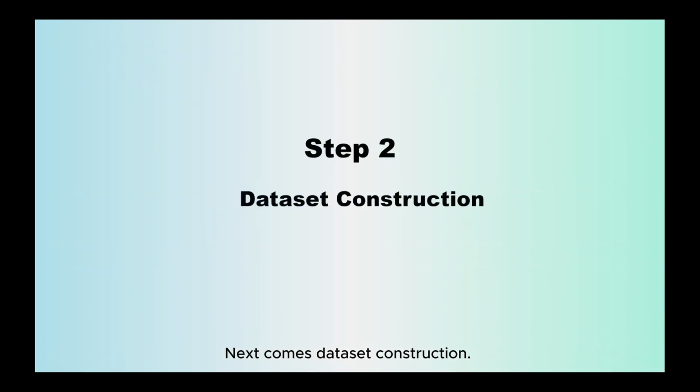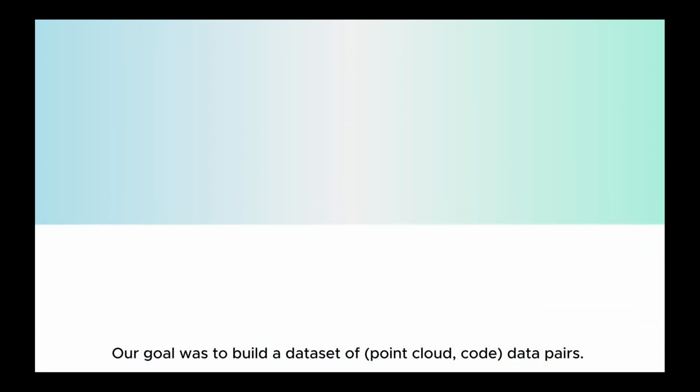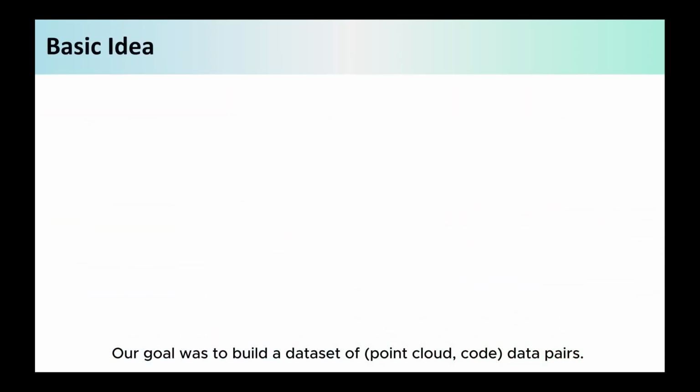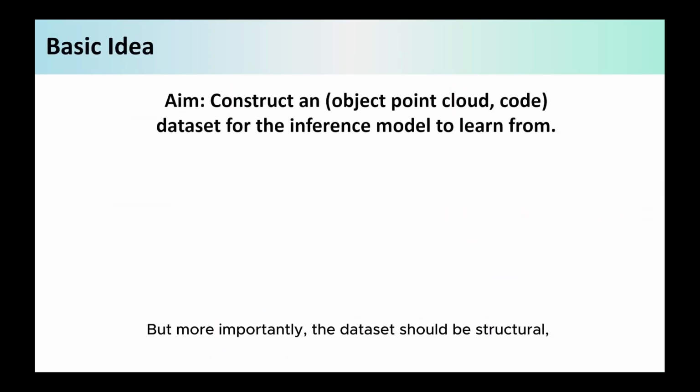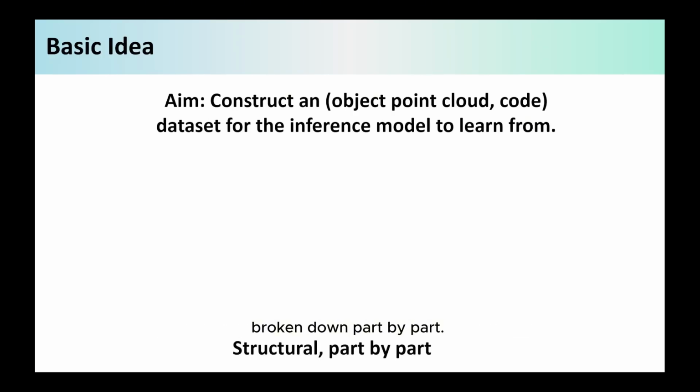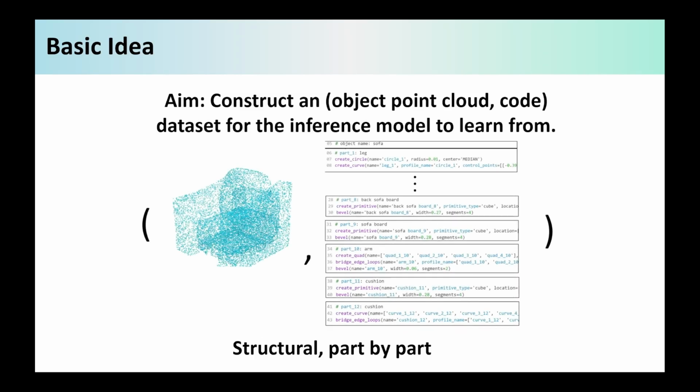Next comes dataset construction. Our goal was to build a dataset of point cloud, code, data pairs. But more importantly, the dataset should be structural, broken down part by part. It should be something like this. And that way, the model doesn't just see the whole shapes, it also learns how the objects are structured.